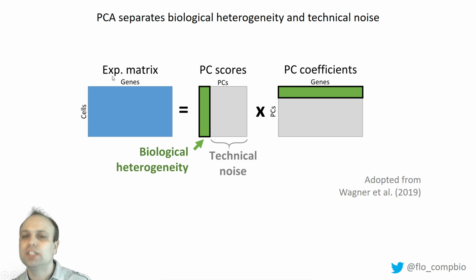the idea of PCA is you're decomposing this expression matrix into two different matrices at least. One contains the principal component scores and one the principal component coefficients. And the idea is, if you're just keeping the first couple of principal components, those components capture biological expression differences or biological heterogeneity, and the higher principal components only capture the technical noise. So it's a good way to separate expression differences and technical noise.